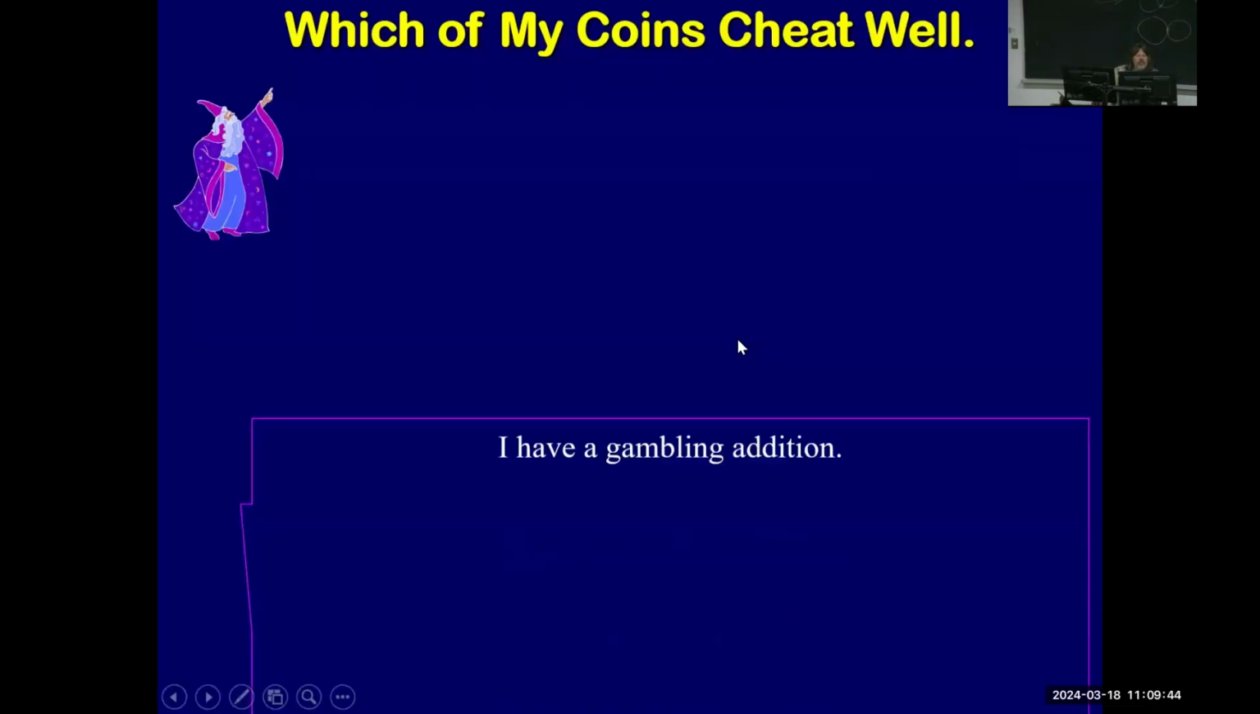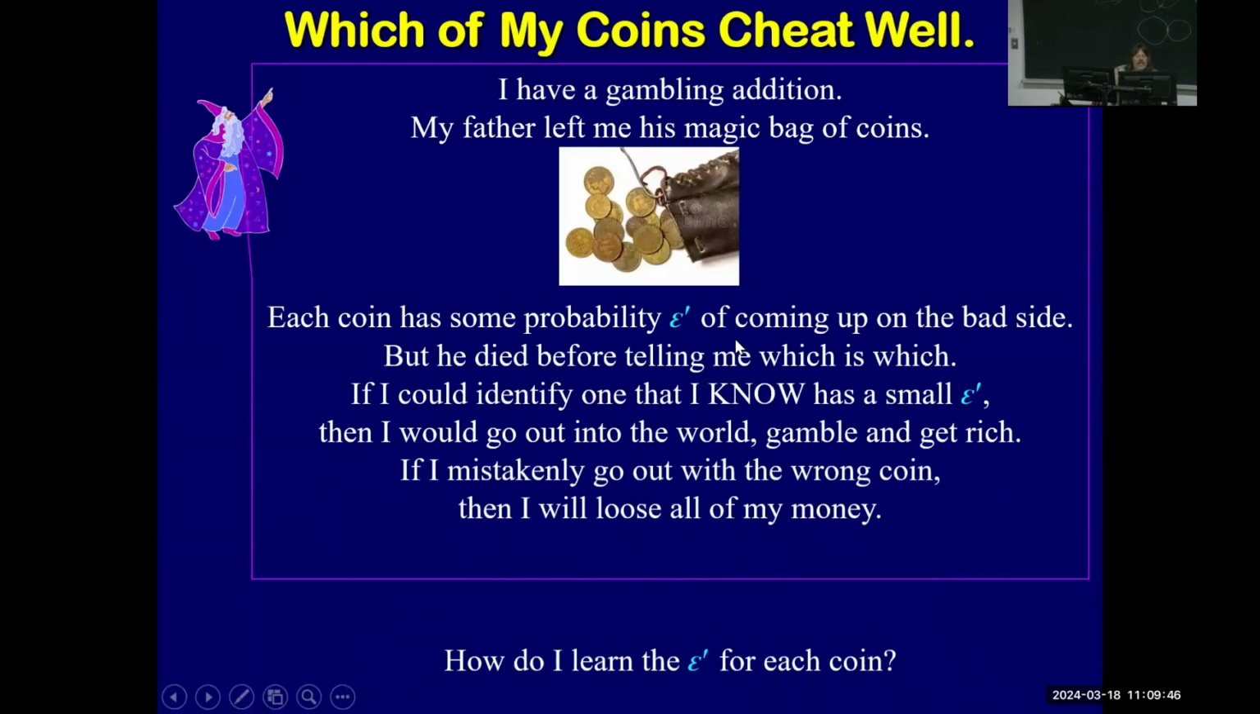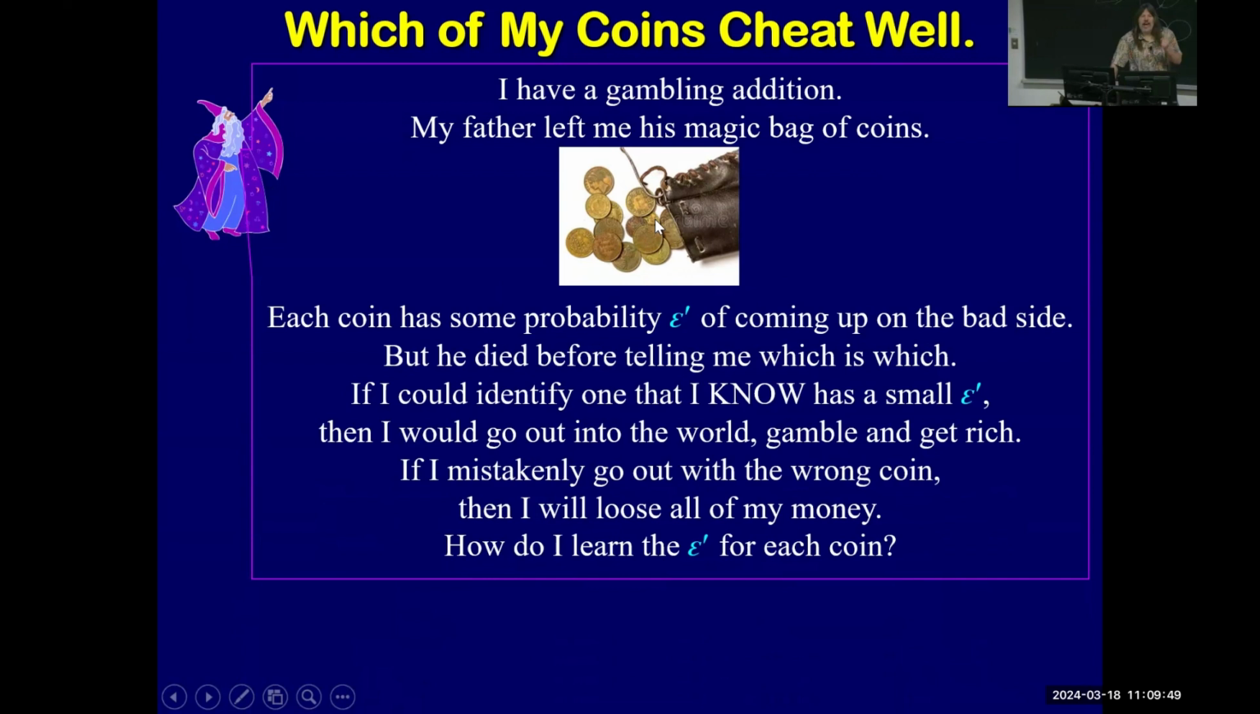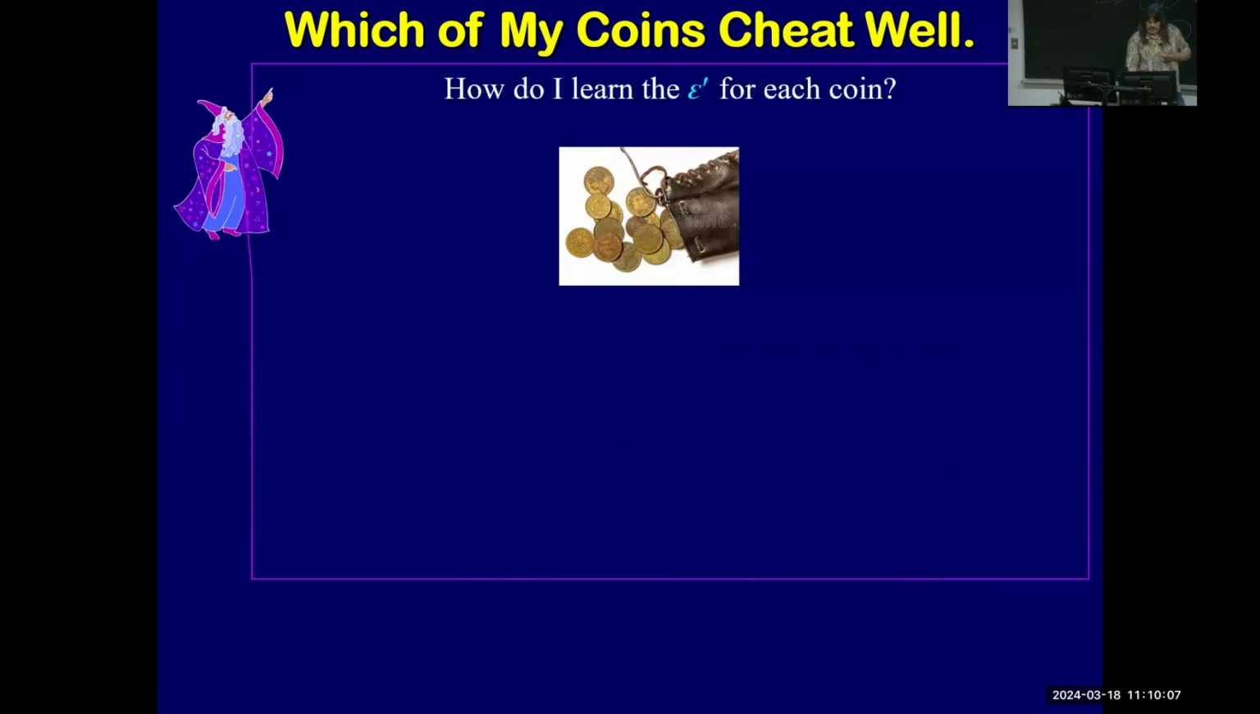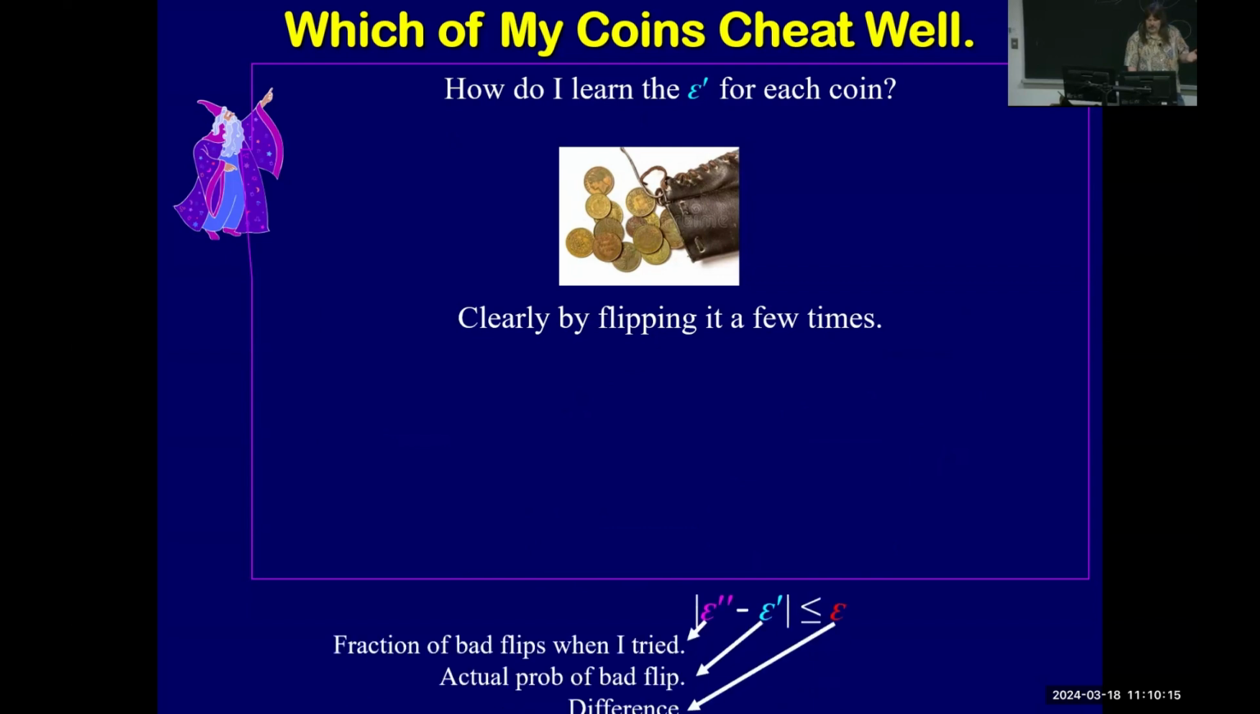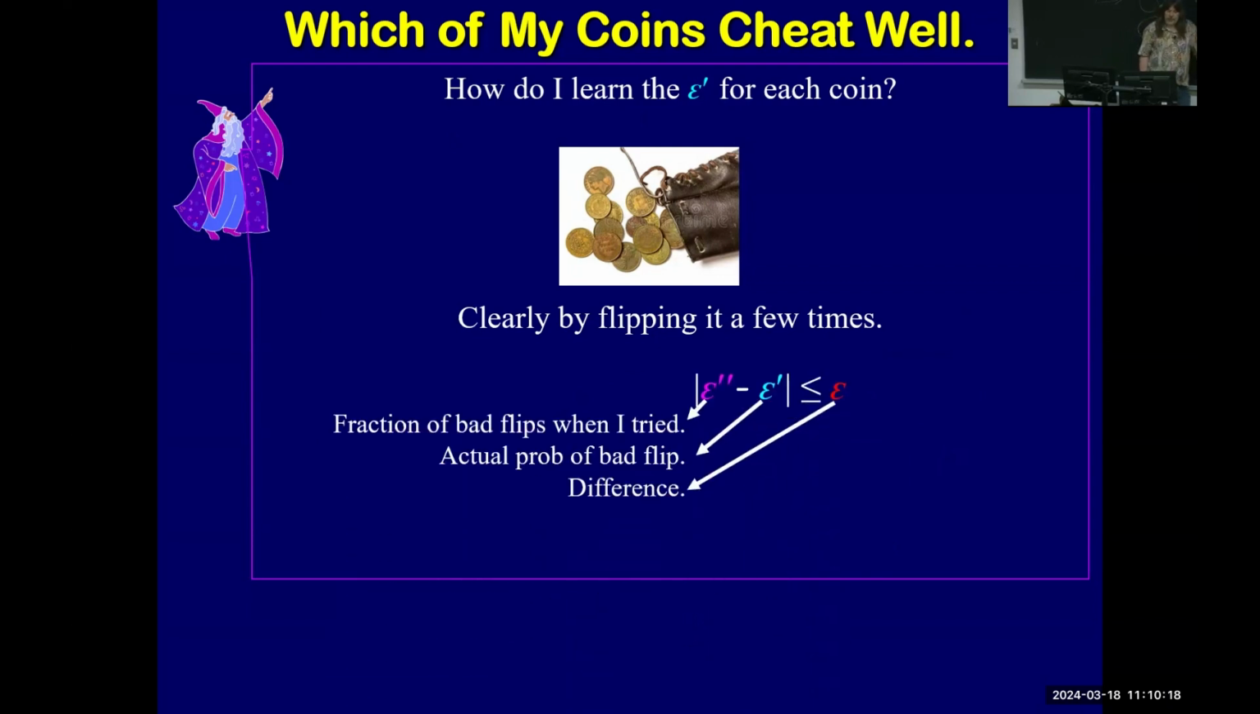we have a bag of coins, and each coin comes up heads with some probability, right? And we're trying to learn which coin is which. In fact, given a coin, we want to calculate what probability it comes up heads, right? So how can I learn the epsilon? What you do is you flip it a few times, right?